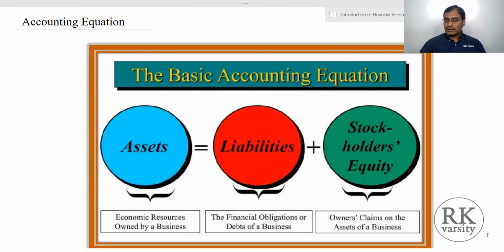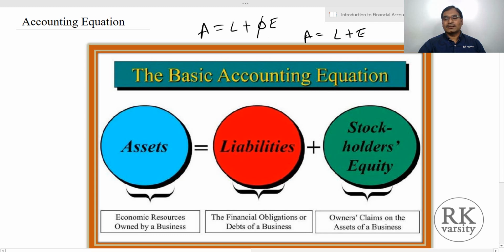So now I take you to my OneNote where I have one or two slides or images using which I'll explain the concept of accounting equation in detail. Here is our basic accounting equation. In simple terms, assets equals liabilities plus owner's equity, or simply equity. So your assets equals liabilities plus equity.